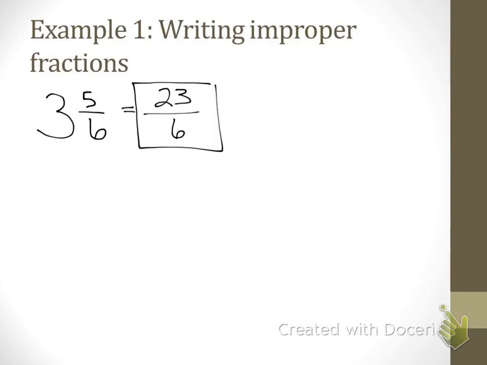Now, what makes this fraction improper? What makes it improper, Zach? The big number's on top. Okay, the numerator is bigger than the denominator. Everybody agree that 23 is bigger than 6? Yeah, it's bigger than 6. So that's why it's an improper fraction.